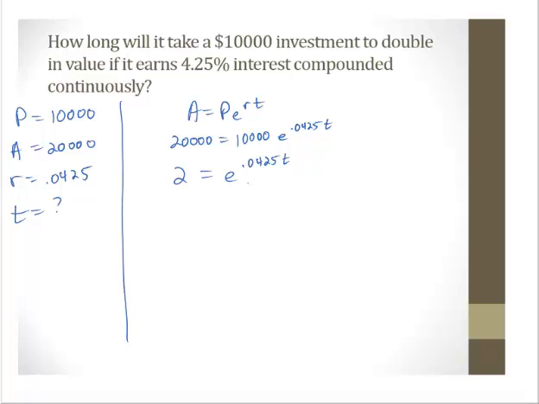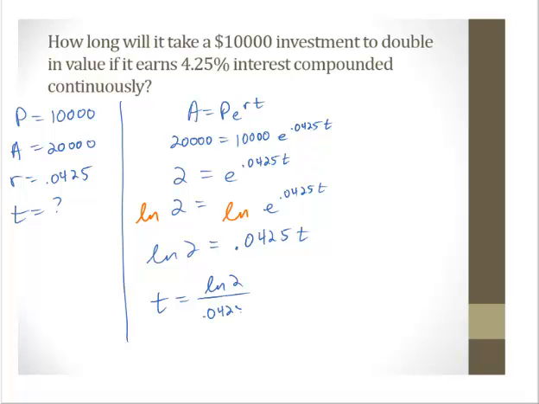Let's use the natural log. So then the natural log of 2 is equal to the natural log of e to the 0.0425t. So then the natural log of 2, remembering our rules for inverses with logs and exponentials, that would give us 0.0425t. Dividing through by 0.0425, t equals the natural log of 2 over 0.0425.